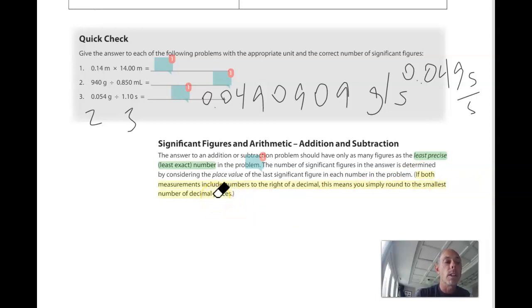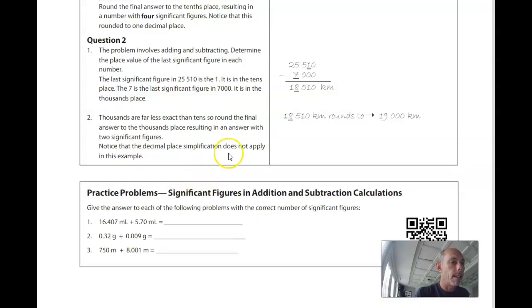That rule only works when both numbers have a decimal place, but in reality, if you're adding or subtracting numbers in science, the likelihood is they're both going to have decimal places. They'll both have come from a similar device. So, again, the answer to an addition-subtraction problem should have as many decimal places as whichever number used has the fewest decimal places. So let's practice that, and then we'll be on our way.